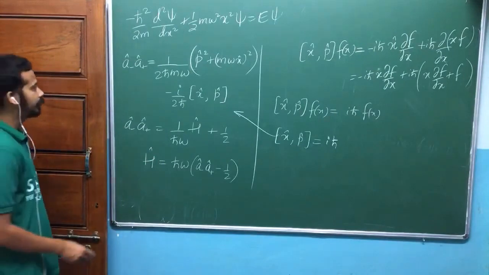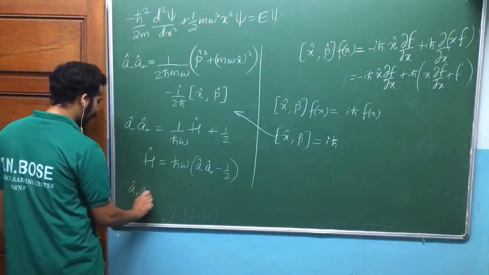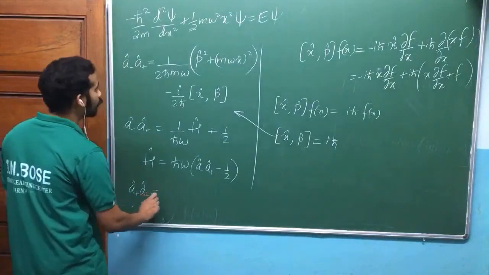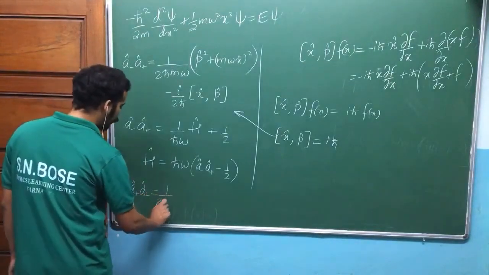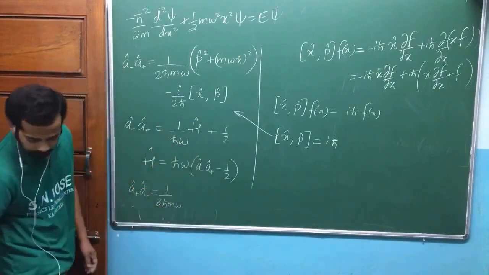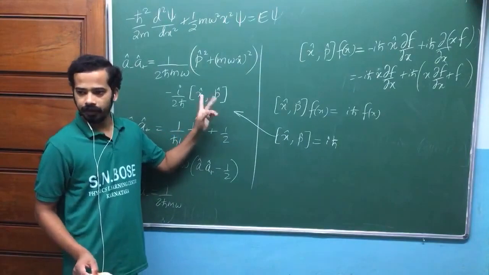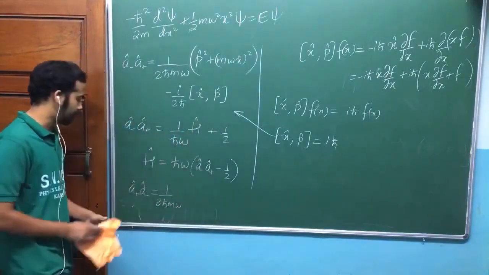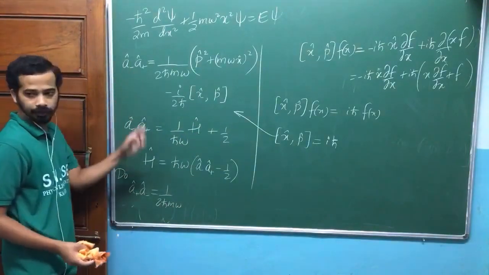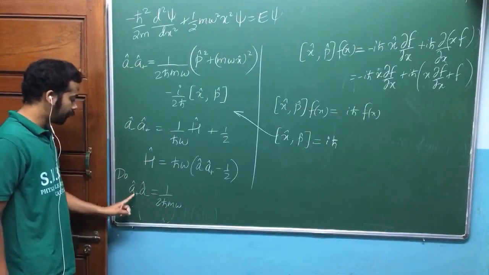Now similarly, if you find a plus cap into a minus cap, what you will get is, I think, 1 by 2 h bar m omega. Again, a similar part, but here you will get ulta. Just do this one yourself. Practice that one. I have done a minus into a plus. You do a plus into a minus.